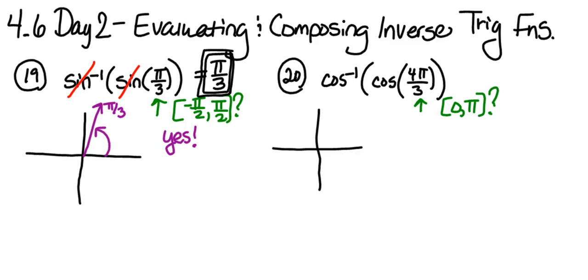Using our prior knowledge to sketch 4 pi over 3, if I think to myself this is 0 or 0 pi, over here would be 3 pi over 3. So 4 pi over 3 is past that by a whole other pi over 3. So here's my complete angle. Here's 4 pi over 3. It's a positive angle, so I went counterclockwise. So our answer here is no.